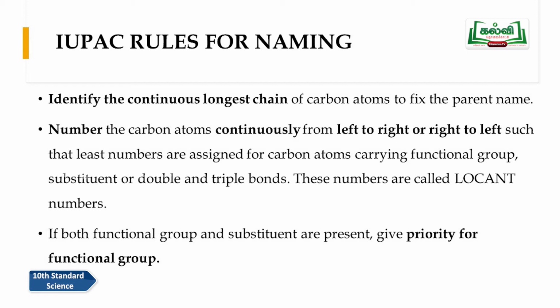Suppose in an organic compound we have both functional group and substituent, then for which will we give priority? The priority is always given for the functional group. So when functional group and substituent are present, the priority is given for the functional group.